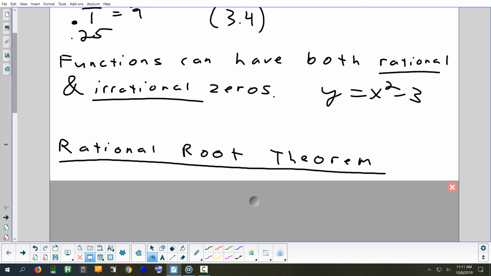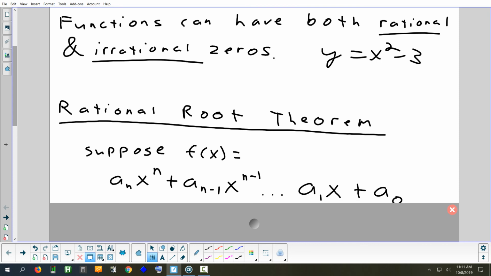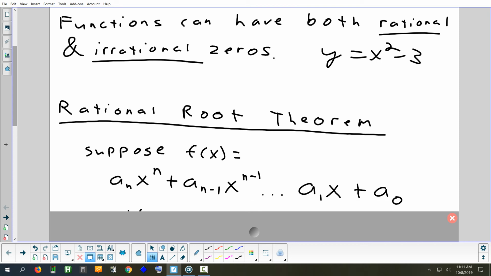The theorem that allows us to find rational roots is called the rational root theorem, which if you see me write RRT, that means rational root theorem. All right, first of all, you've got a polynomial. It doesn't matter how long it is or how many terms are in it. All that matters is you write it in descending order, highest exponent first, all the way down to the lowest exponent or constant. And for the rational root theorem to work, I have to have a constant in the problem.